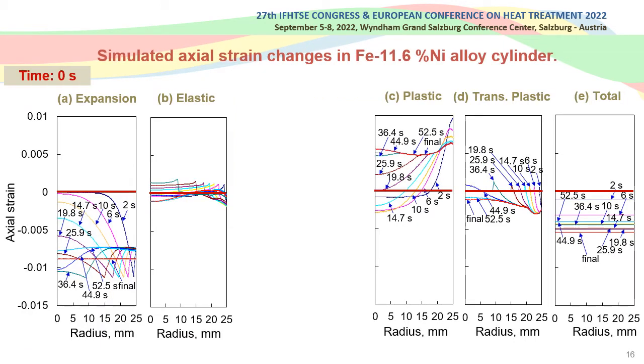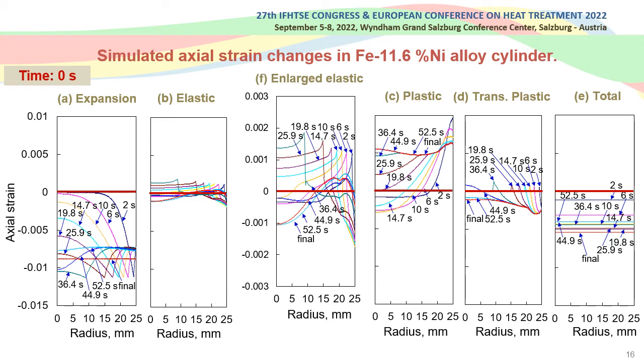At 30 seconds, the time when quenching begins, strains are shown by the thick red lines. Here, for convenience, the figures of the enlarged elastic strain are moved to the right side of the original figure. At 0 seconds, the expansion strain distribution is horizontal and 0. This is because the heating process is not taken into account in the simulation. The horizontal distribution of elastic, plastic, and transformation plastic strain indicates that these are all not occurring. The total strain is also horizontal at 0.